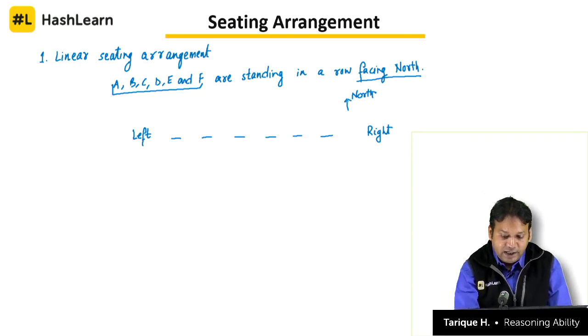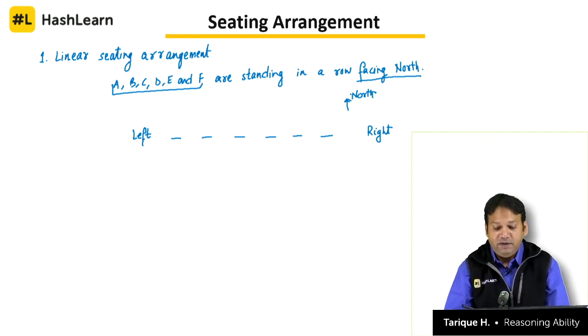The second scenario that can happen is that they are facing south. If they are facing south, the directions will reverse. Right will then become towards your left and left will become towards your right.